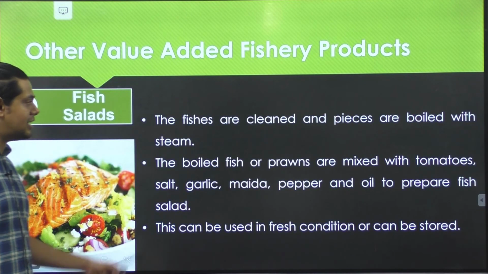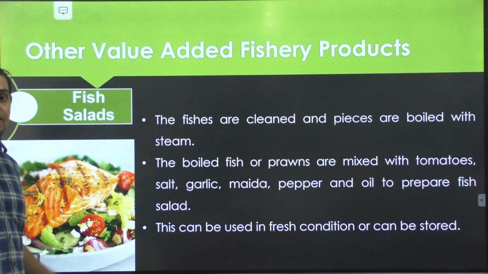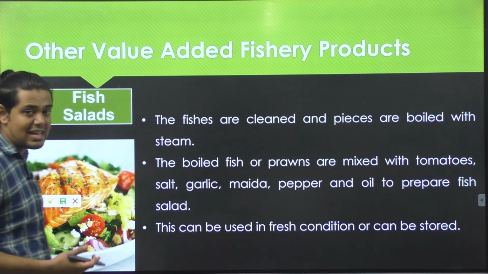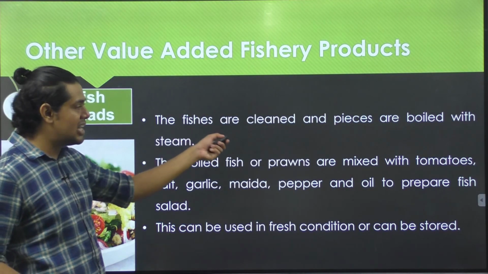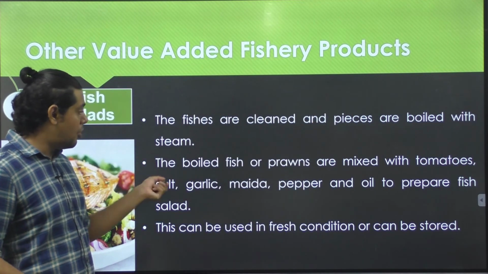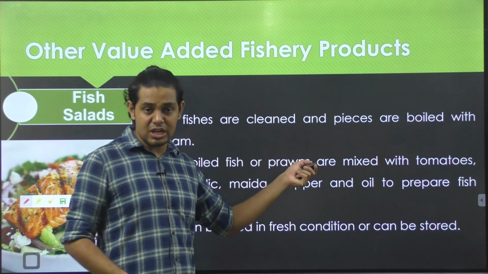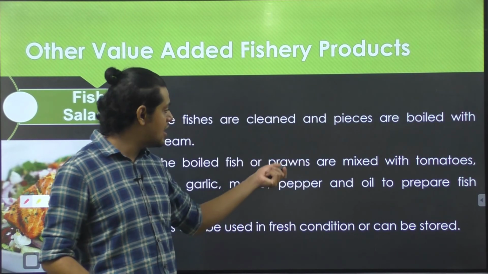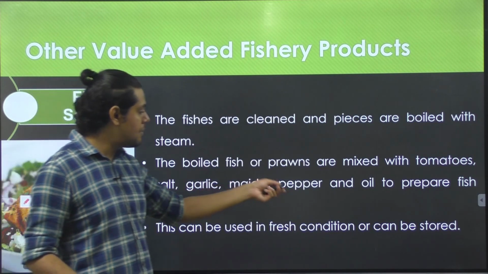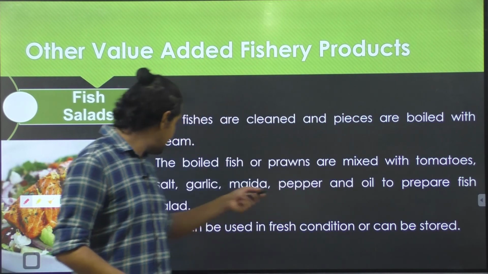So the next important type of product that I have listed here is the fish salads. As the name itself suggests, it will be used as a salad. So the fishes are cleaned, and pieces are boiled with steam. The boiled fish or other crustacean products such as prawns are mixed with tomatoes, salt, garlic, maida, pepper and oil to prepare fish salad.